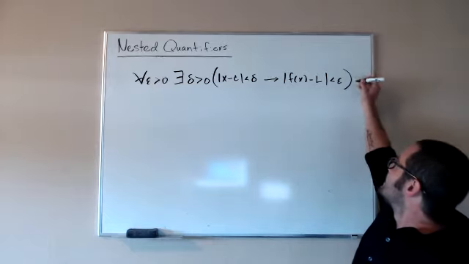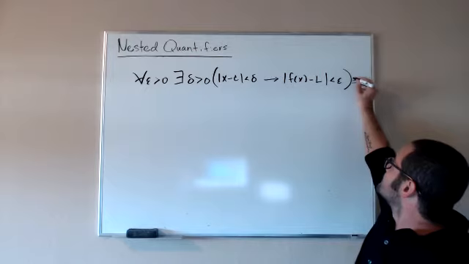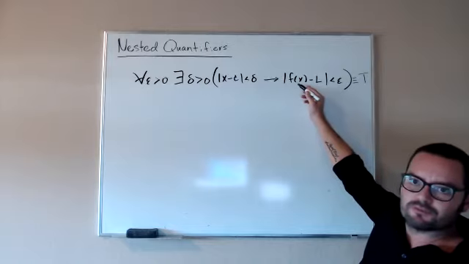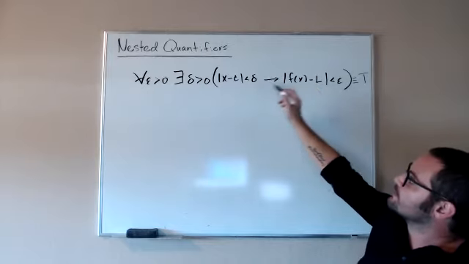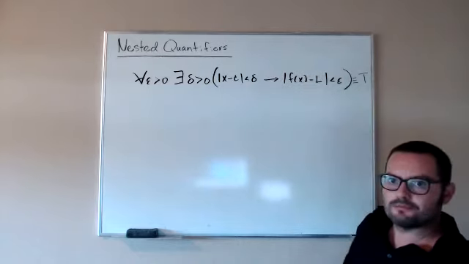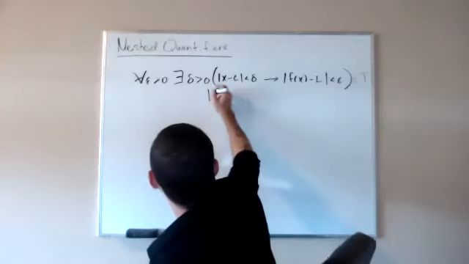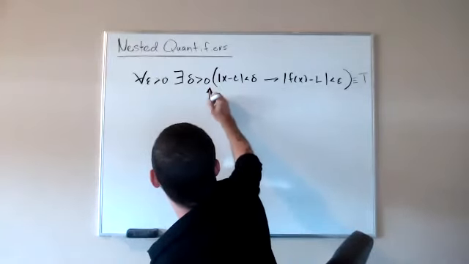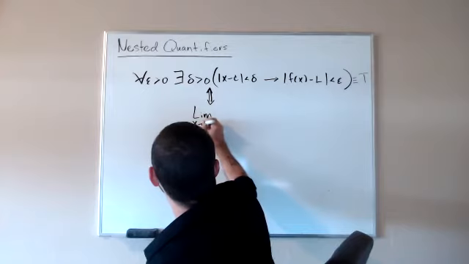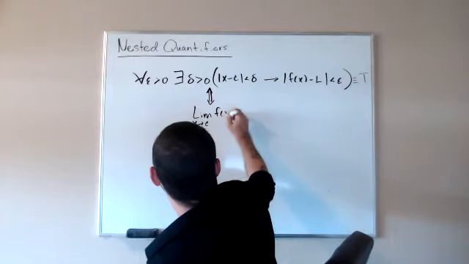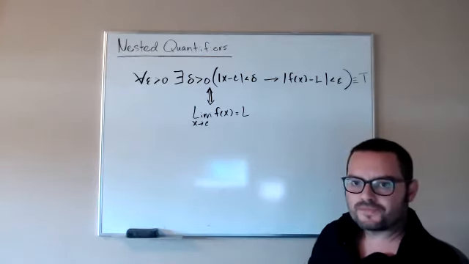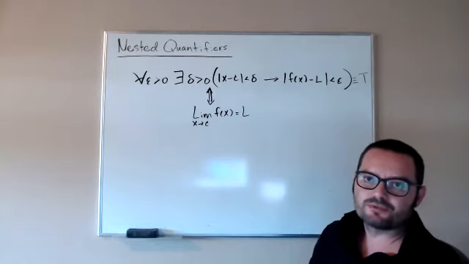So f is a function, just some function. c is a number, L is a number, x is a variable. This is f of x, right? So this is the same thing as saying the limit as x goes to c of f of x is equal to L. That's the definition of the limit of a function as x approaches the number c.